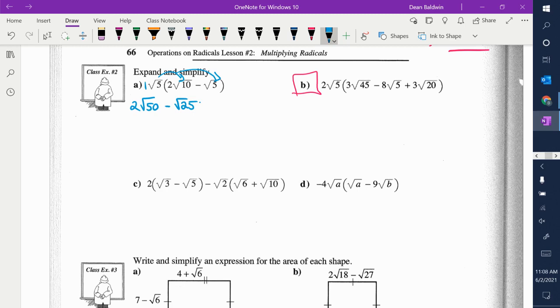What do you always need to do? Simplify. So the 50 will break up into 25 and 2, which is 5 and 5. Pull the 5s out, multiply by the 2, and you get 10 root 2. What's square root of 25? Can I combine anything else? This one has a square root, this one does not. So this is it. You just stop there.